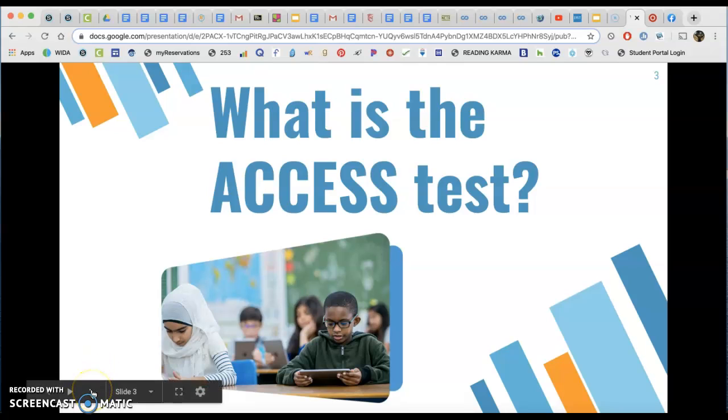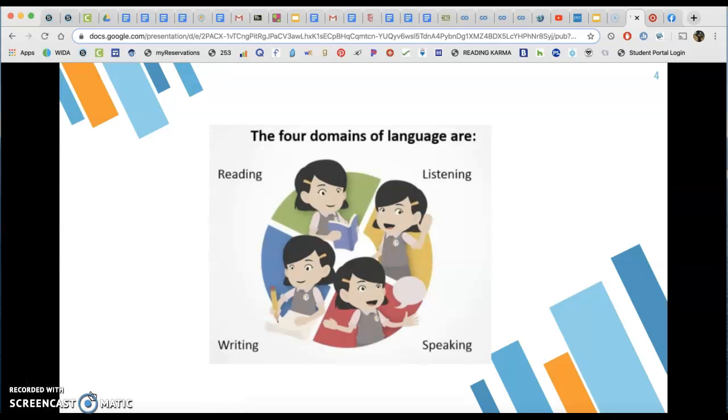It's a test that all English language learners take annually in WIDA states to qualify for ELL services in our schools. The Access Test contains 4 sections which correspond to the 4 language domains. They are reading, listening, writing, and speaking.